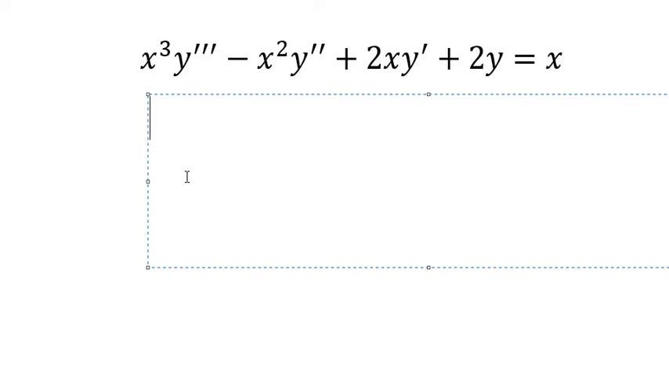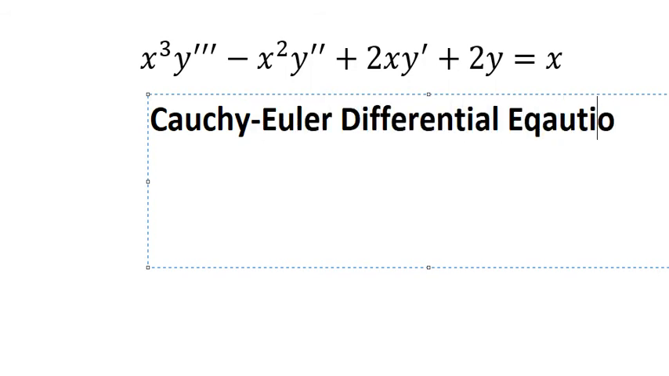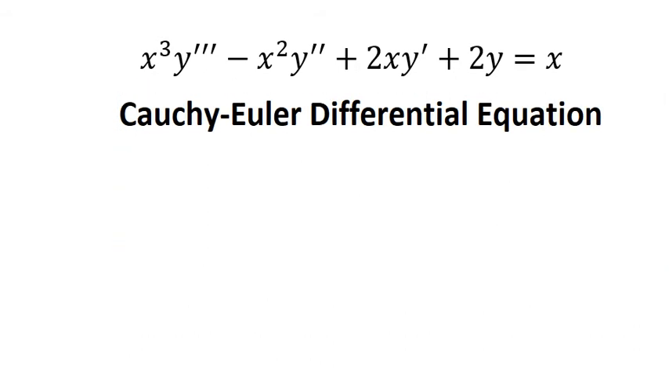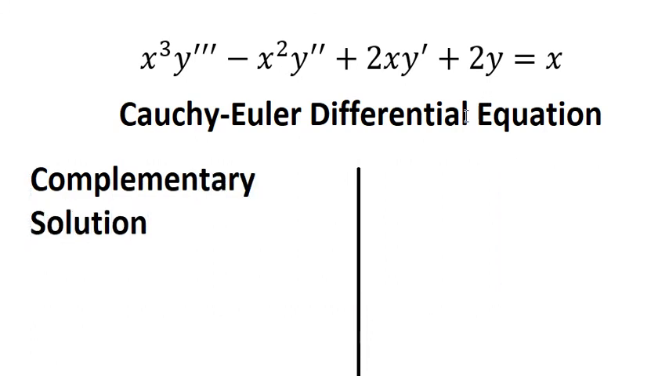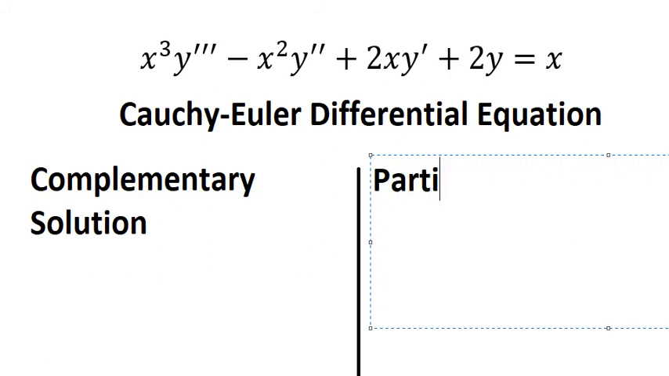Now I will show you how to answer. About this situation here, we can use the Cauchy-Euler differential equation. Because we have s, we need to create a complementary solution and a particular solution.